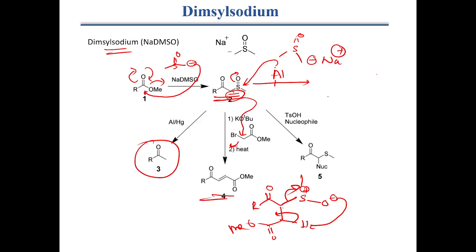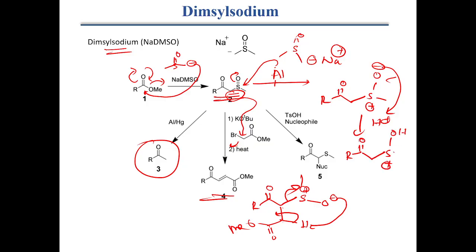So this is paratoluene sulfonic acid. This S is positive, O minus. So in the presence of acid, the O minus will extract H plus. So it will give R C double one to S plus OH.